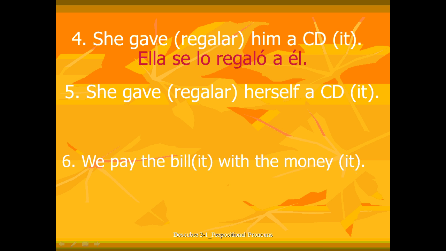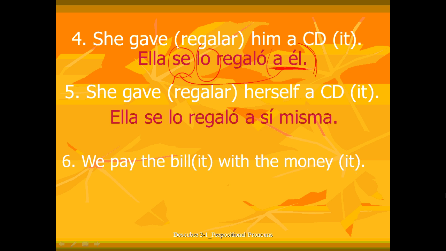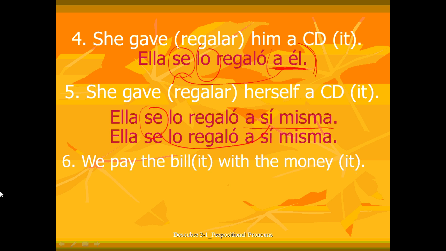Okay. Ella se lo regaló a ella, a él, lo siento. So she gave him it. In this situation, if you want to have the a él at the end, you can, which is modifying the se. And this is a prepositional phrase, as well as it's the indirect object. Ella se lo regaló a sí misma. Again, she gave herself a CD. This time, I also had the se in here, which is agreeing with a sí misma.